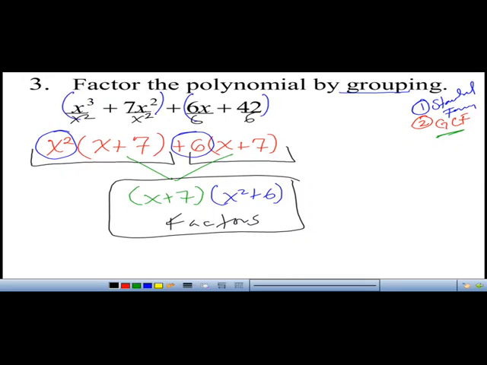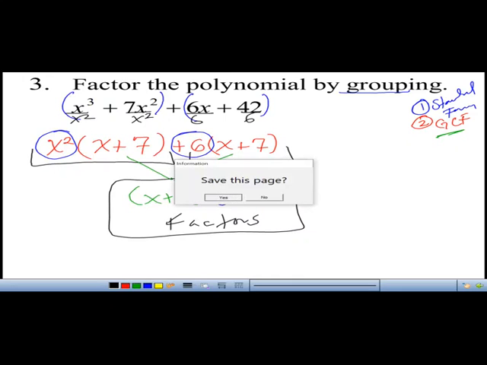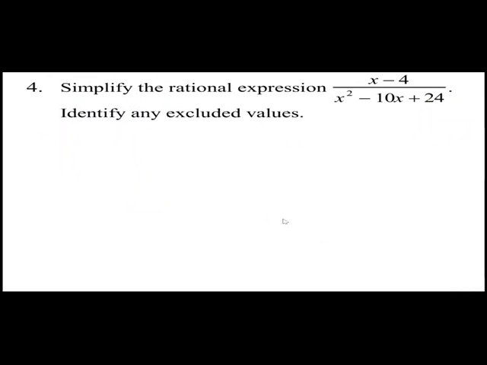All right, let's go to number 4. Number 4 reads, simplify the rational expression x minus 4 over x squared minus 10x plus 24. And then it says identify excluded values.